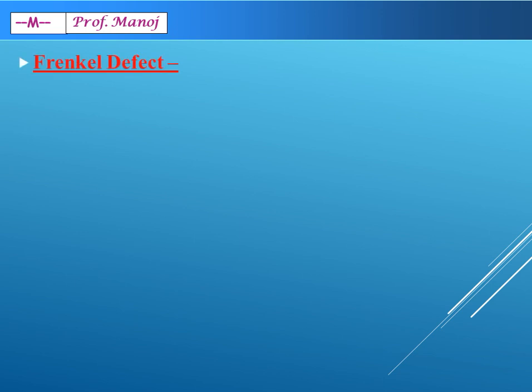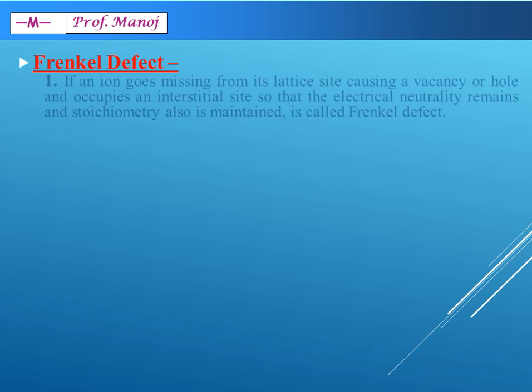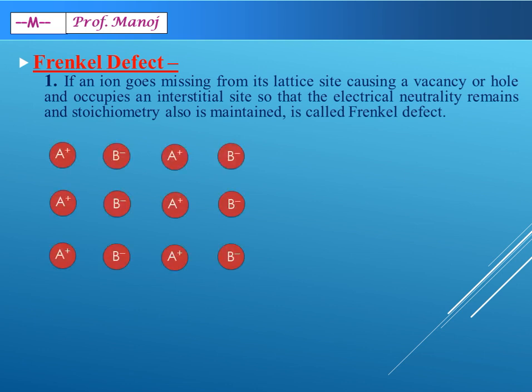Let us come to the next defect called Frenkel defect. This is also found in ionic compounds. If an ion goes missing from a lattice site, causing a vacancy or a hole, and that ion occupies an interstitial site somewhere else, such that electrical neutrality as well as stoichiometry is maintained, this is called Frenkel defect.